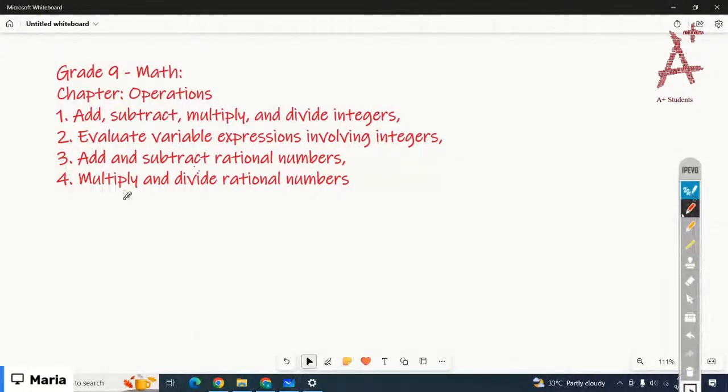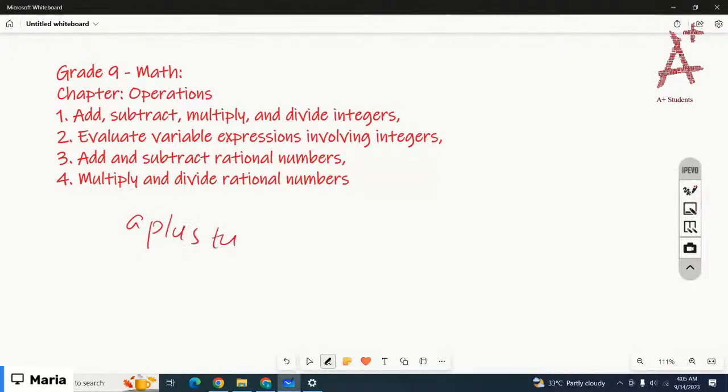So you can find all the lessons on aplusstudents.com. You have to log in there using your email address and password as provided by the administrator. Then you have to select math from the subject tab. Scroll down to grade 9 math and then click on view all lessons. So there you can find a list of the chapters.